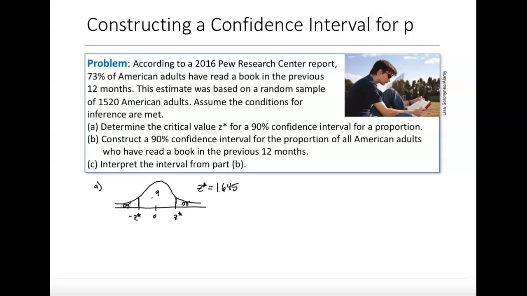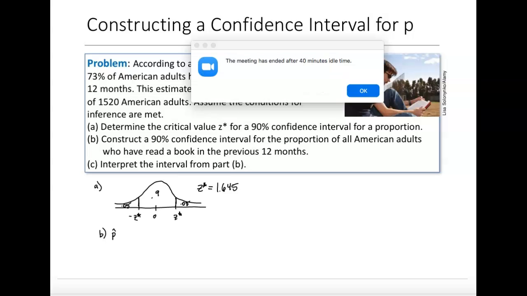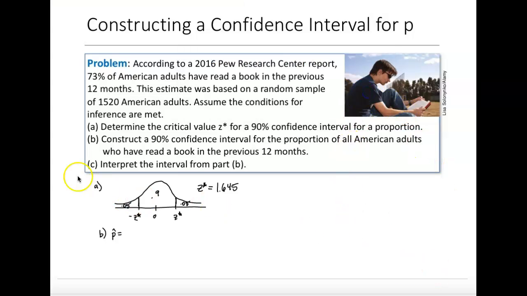All right, B, construct a 90% confidence interval for the proportion of all American adults who have read this book in the previous 12 months or read a book. All right, so B. First thing I need is a value for P hat. And they don't. Oh, it's 0.73. They do just straight up give it to us. Good. So 0.73, right?